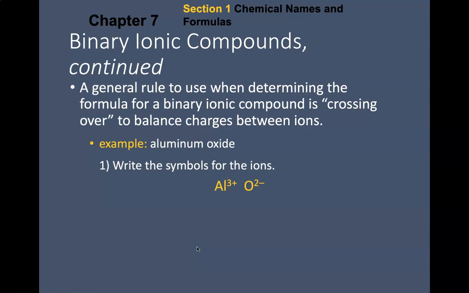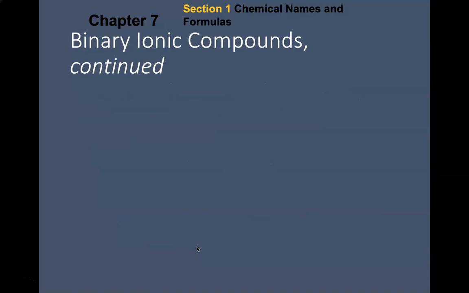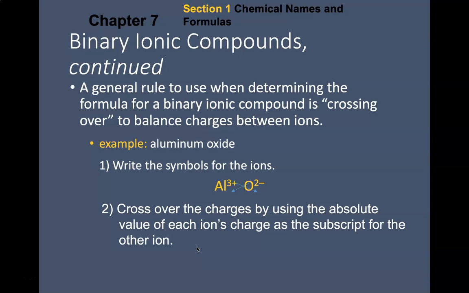So we know that aluminum, based on where it's located, would have a common 3+ charge, and we know that oxygen would have a common 2- charge. So the first thing we're going to do is write out the symbols. Then from there, we're going to cross charges. We're just going to take the numbers of the charges, not the positive and the negative, and we're going to crisscross them. Doing that forms a neutral compound.